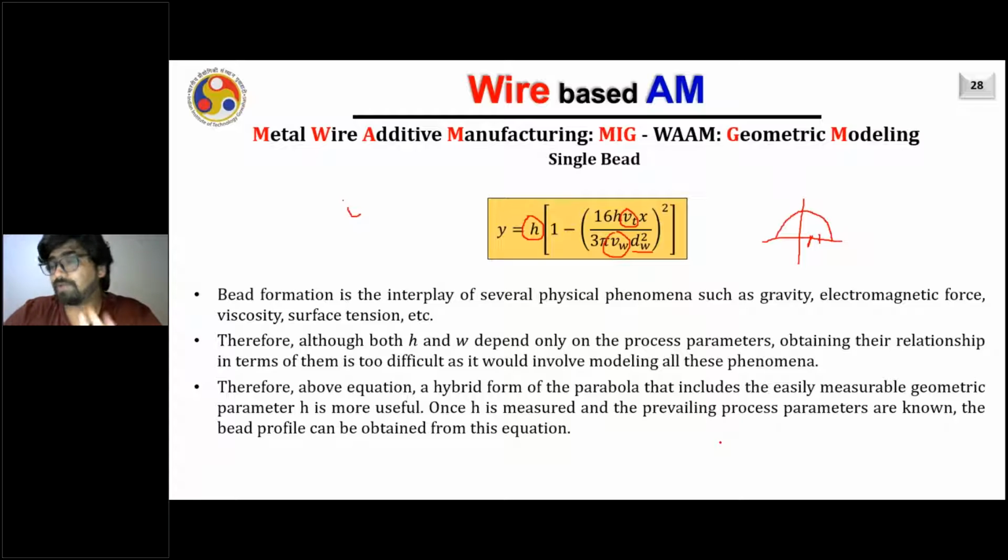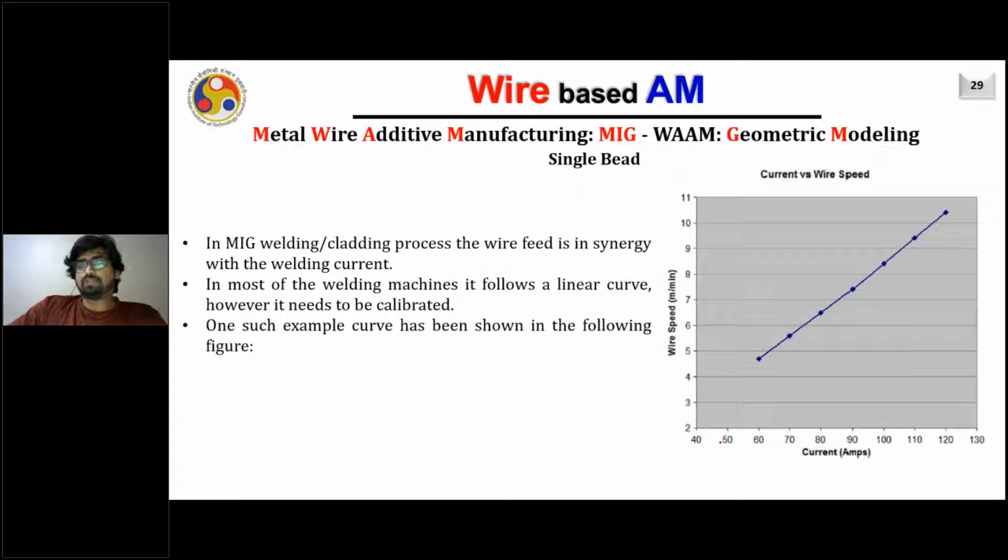Let me tell you, it really works. Like I already mentioned, for each welding machine you will have this type of curve, current versus wire speed, and you can easily obtain this even by experiments. Once you have that, for a particular current you can find out the speed of the wire, and current is my input on the machine.